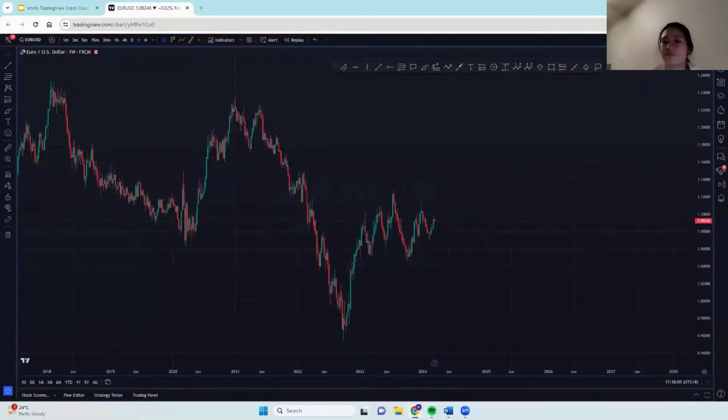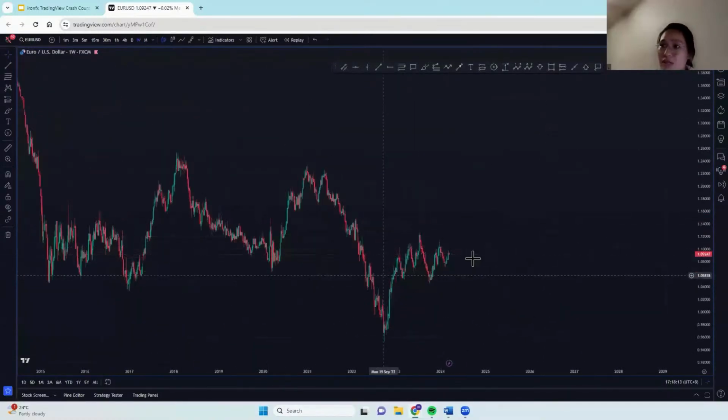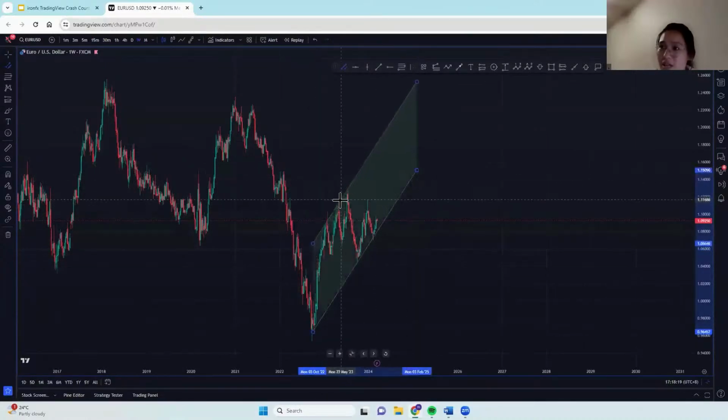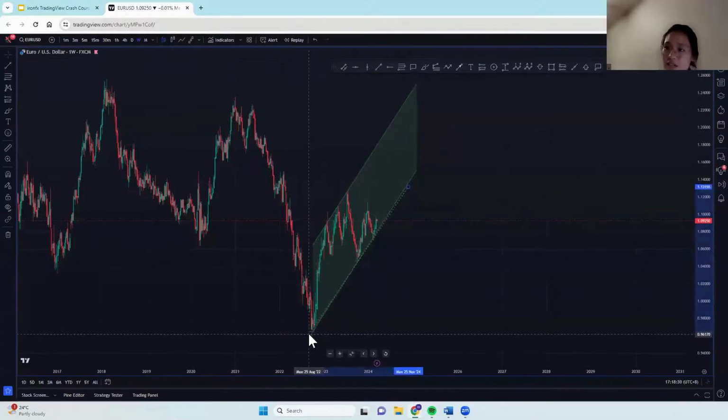Okay, so on our higher time frame, we see that prices are kind of ranging. Let's see if there is a... okay, so we do have this ascending trend channel as well. We also have an ascending trend line here. So what makes a valid trend line is if there are at least 3 touches on it.